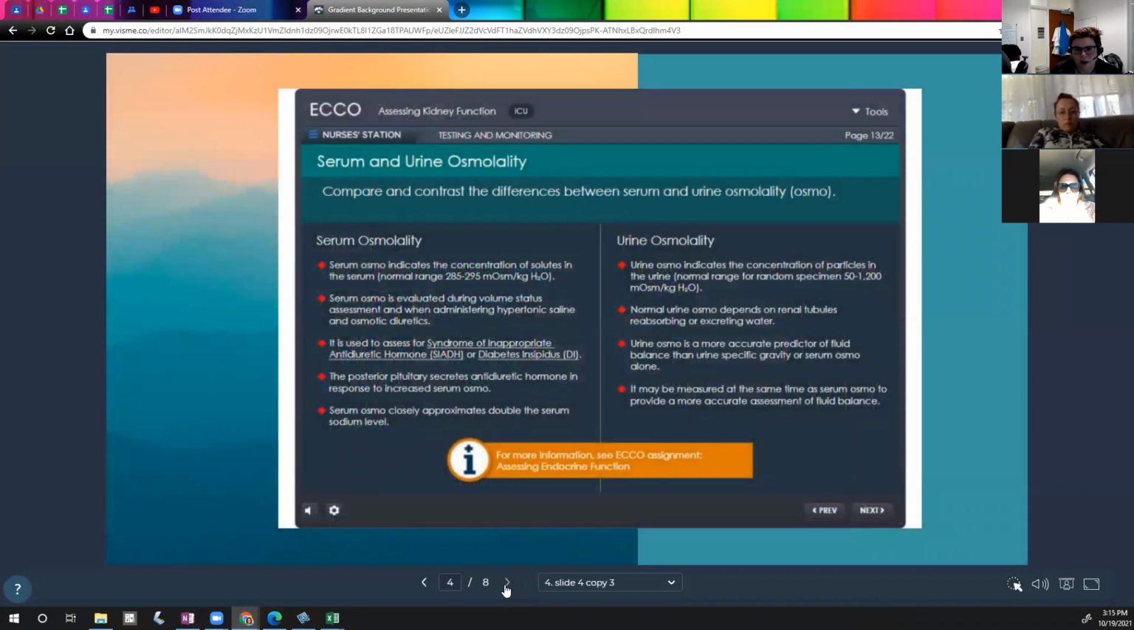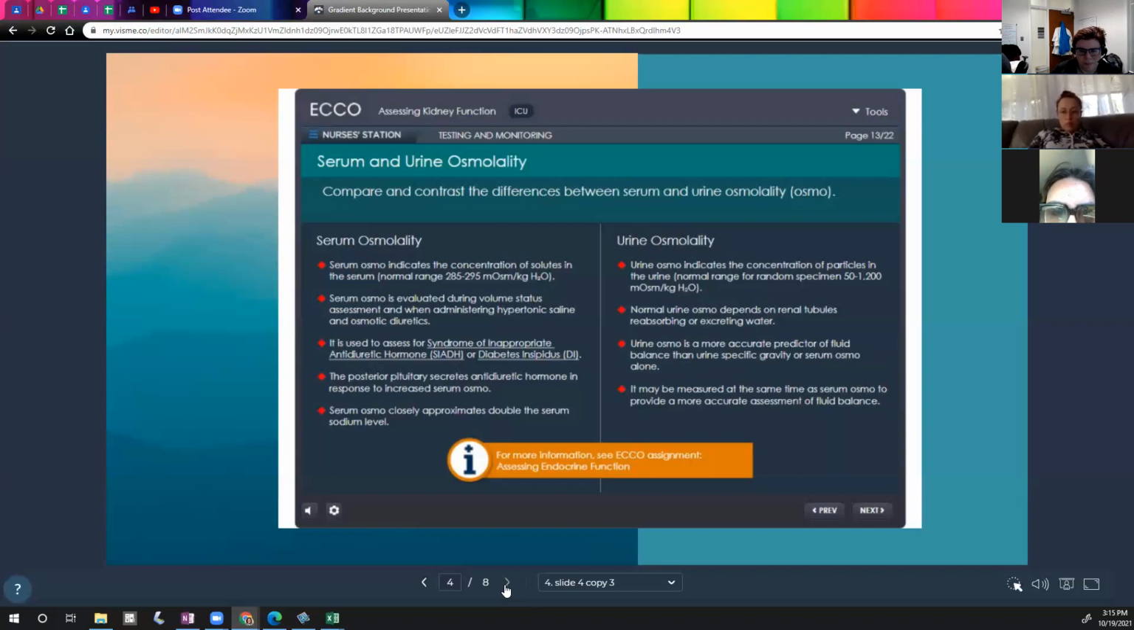And so when we're talking about osmolality, I wasn't sure if the question was related to urine or serum. So this is from ECHO, which we use for orientation. And it just describes the different types of osmolality you might be looking for. So you've got your serum osm and your urine osm. So it's the concentration of particles if we're talking about urine, and the concentration of solutes in the serum if we're talking about serum.